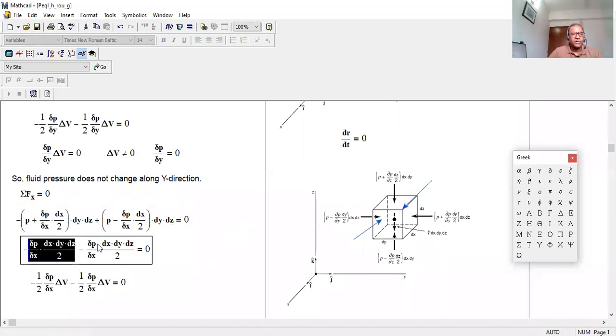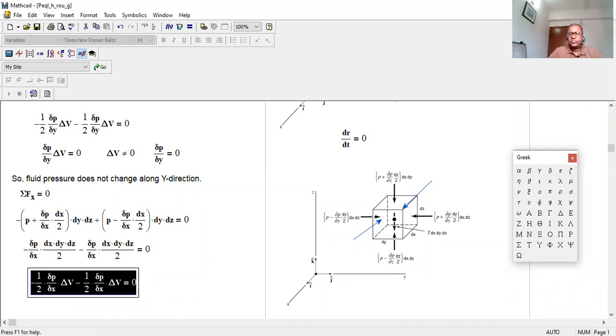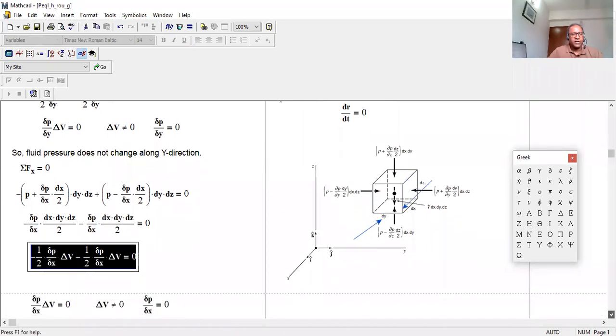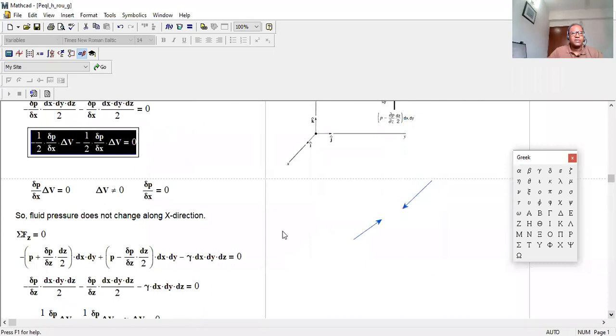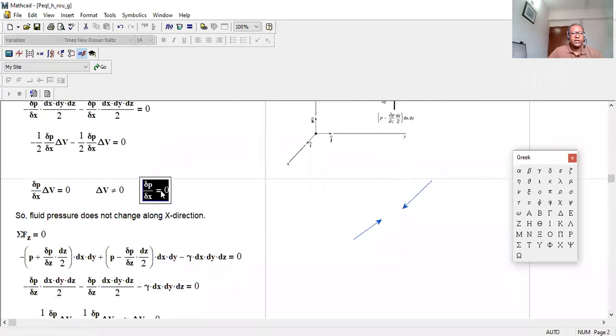Now this p term will be out. You have a similar term here. So you can say half delta p by delta x into delta V equal to 0. And similarly, you can say that del p by del x equals 0. What does it mean? Pressure is not changing along the x direction. That means along the x and y directions, pressure is the same.